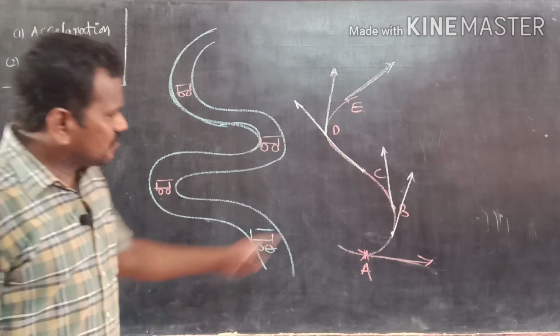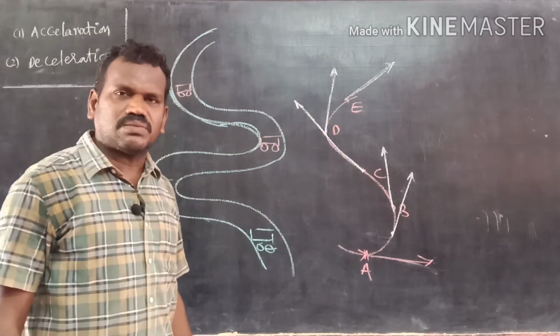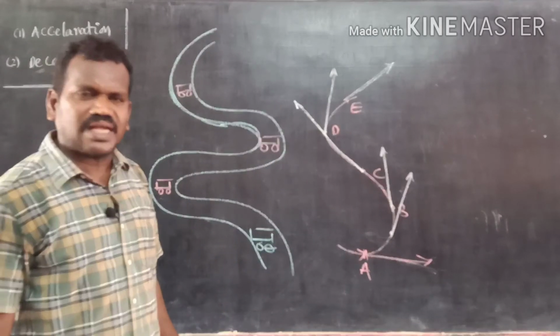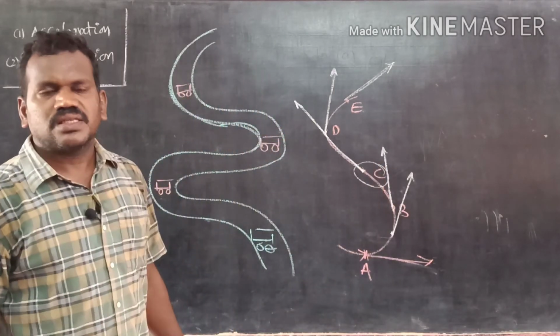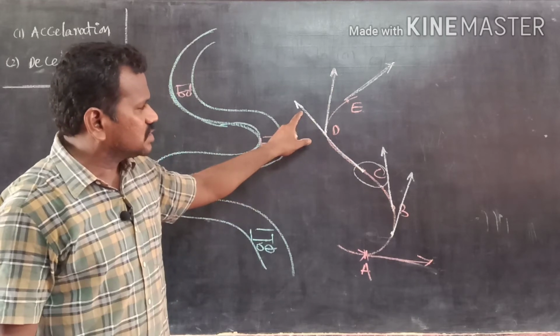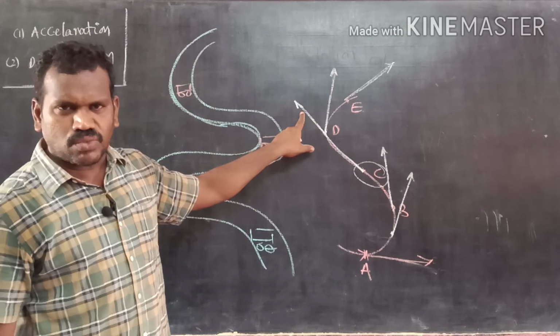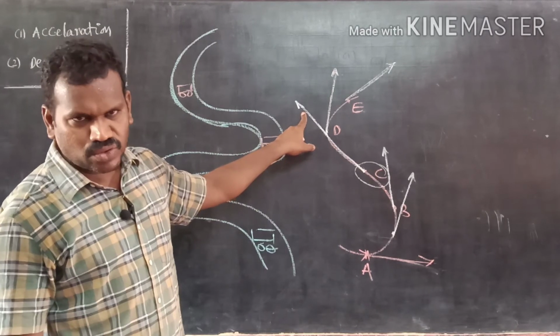See now, in which case is the velocity maximum? At what point is the velocity maximum? Absolutely, the answer is C. Means, as the tangential length is more, velocity is also more, then automatically acceleration is also more.